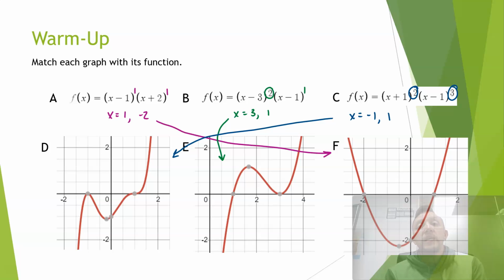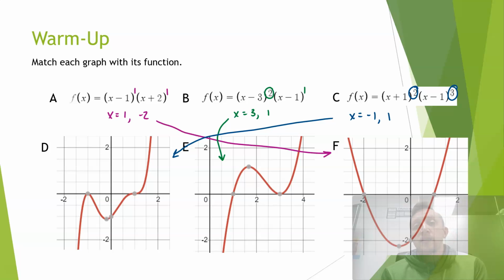Now the second one, letter B. That one, x minus 3 has a multiplicity of 2. So that x-intercept of 3 is going to be a turning point or bounce. It's going to bounce off the line at that point where x is 3. The other x-intercept, where x is 1, has a multiplicity of 1. Since it's odd, it's going to go through that x-intercept. And so that would bring us to the middle graph, graph E.